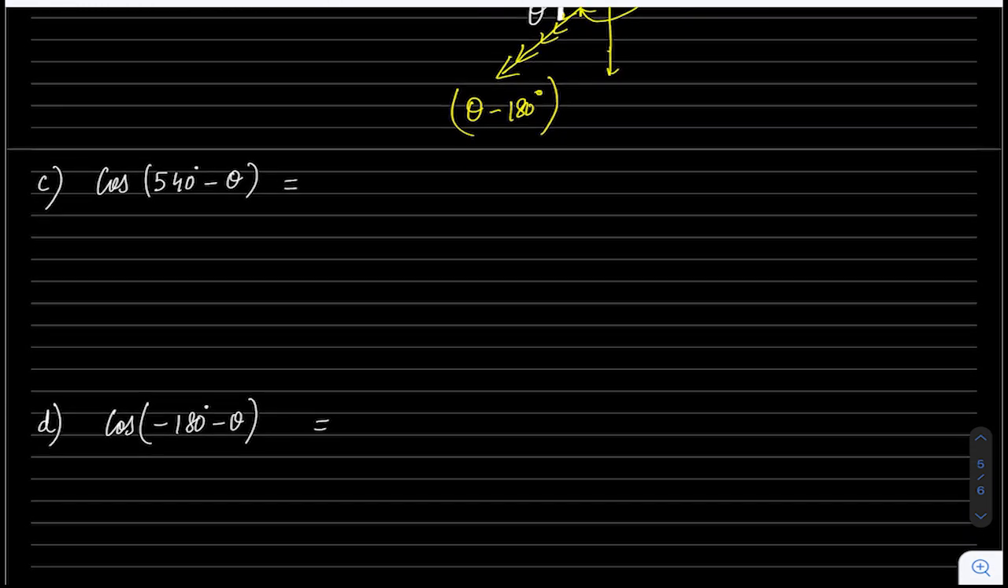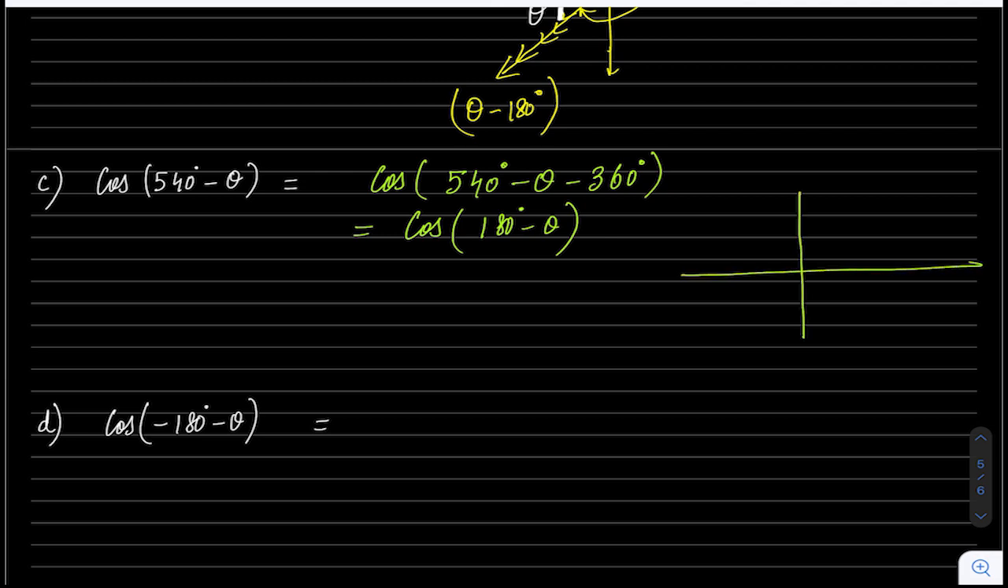Okay, let's try the C part. Cosine of 540 minus theta. Again, first thing, I will make it a little simpler, or reduce the value. So for 540, I can subtract 360 just to make it a little smaller. So this will be cosine of 540 minus 360, which is 180, so 180 minus theta. Now it's a little easy to think.